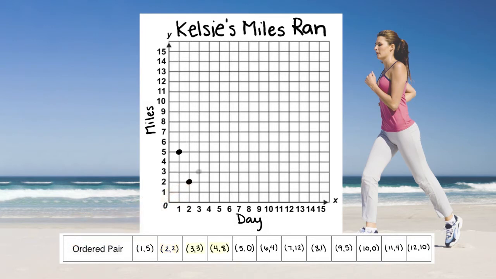Continue plotting day 3 and day 4 points. Day 5 has a 0 for the number of miles ran. To show this, move out 5 vertical lines along the x-axis. The y-coordinate of 0 means to stay along the x-axis and move up 0 lines. The point will lie on the x-axis. Continue plotting the rest of the points.